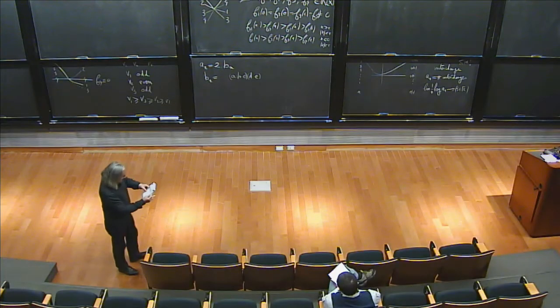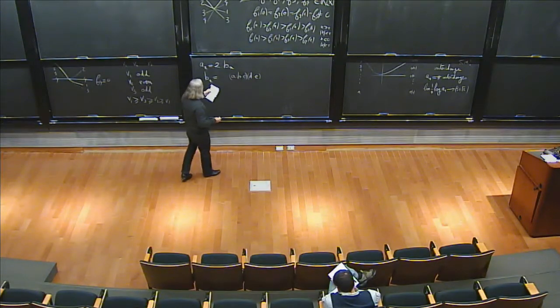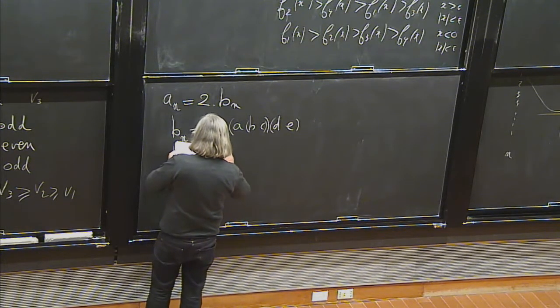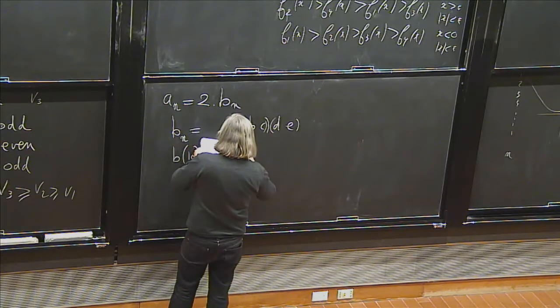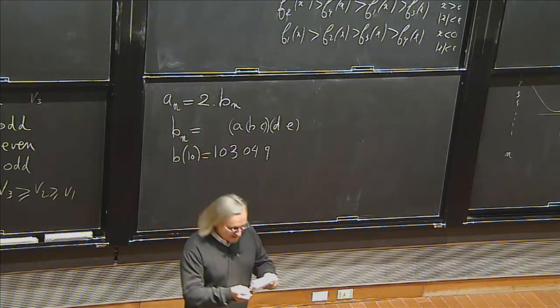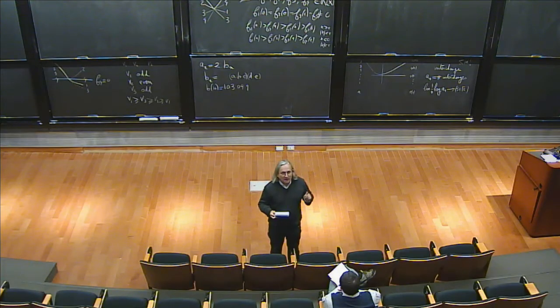For example, B10 is equal to 103,049. This is well known, and many people have studied this sequence, but this is interesting. This number, 103,049, appears in a book written by Hipparchus three centuries before Christ. And historians are puzzled. Why did he write this number?